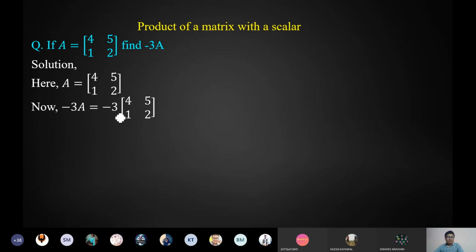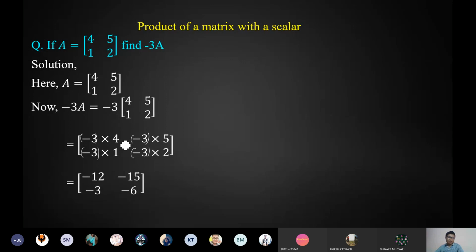Just multiply all the elements here. Minus 3 into 4, and minus 3 into 5. Be careful with the multiplication of a negative number and another number. Minus 3 into 1 and minus 3 into 2. You can keep them inside the bracket also. So multiply all the elements. Minus 3 into 4 is minus 12. Minus 3 into 5 is minus 15. Minus 3 into 1 is minus 3. And minus 3 into 2 is minus 6.